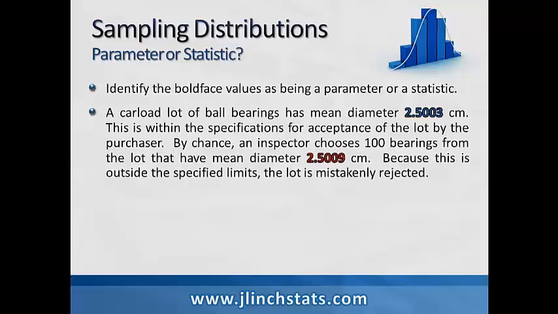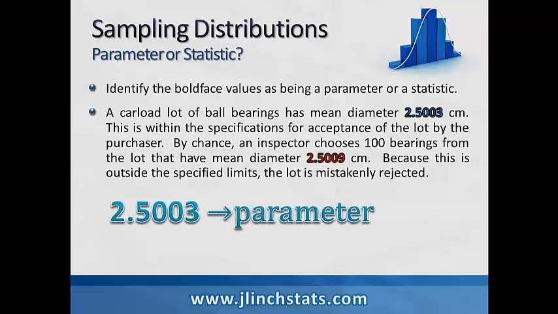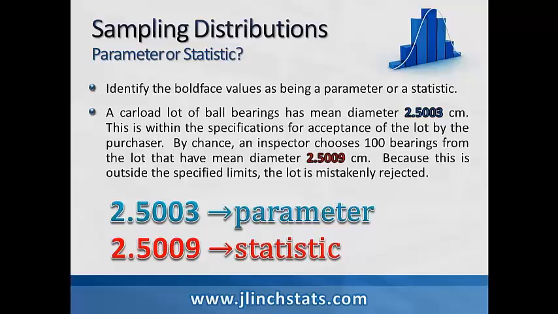Okay, so once again, we're talking about two different means here, and we have to take a look at the context of the problem to see if the actual mean value came from the population itself or from a sample. And notice here that 2.5003 represents a parameter value. The parameter value came from the carload lot of bearings, which was the actual true population. And so we didn't have to go through all those ball bearings on a carload lot. We basically took a sample of 100 bearings that had a mean value of 2.5009. So that value represents a statistic.